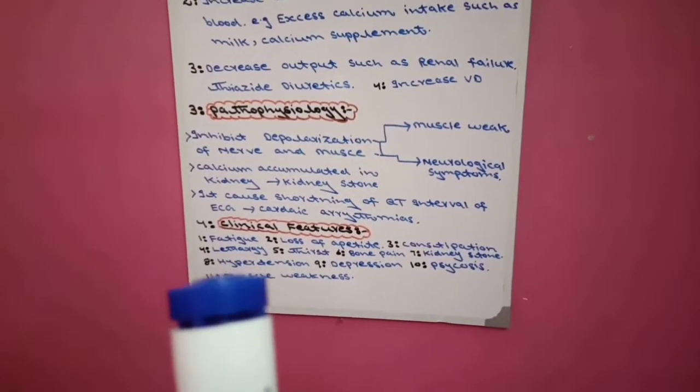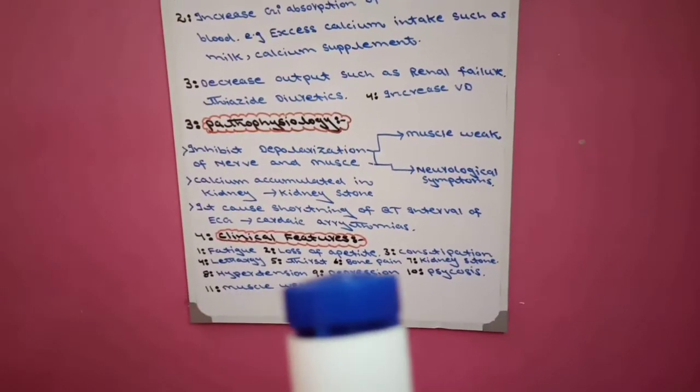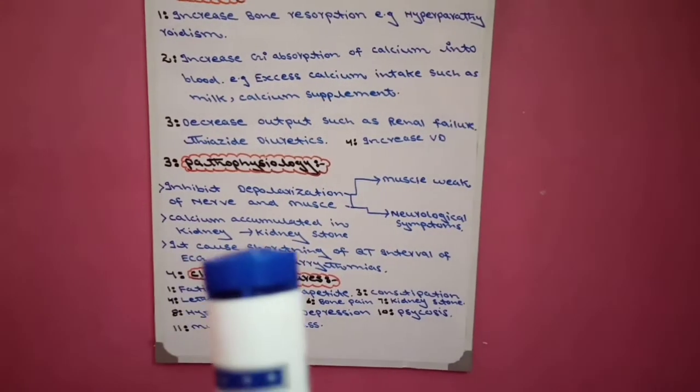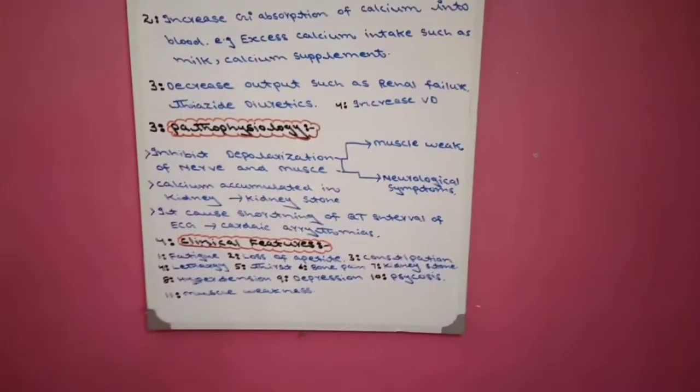The fourth is lethargy. The fifth is thirst, and number six is bone pain. Why bone pain? Because due to increased bone resorption in hyperparathyroidism, when there is increased bone resorption, there will be bone pain. Seventh is kidney stone. Why is there kidney stone? Because calcium accumulated in kidney, in result there will be kidney stone.